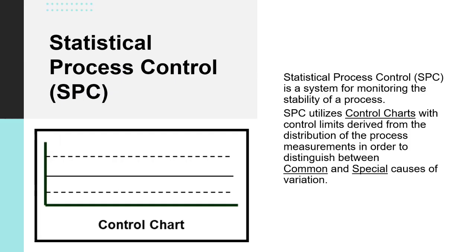It's time for us to look at what Statistical Process Control or SPC is all about. SPC is a system that monitors the stability of the process, which means that it will let us know whether the process is stable or it is under special cause influences.